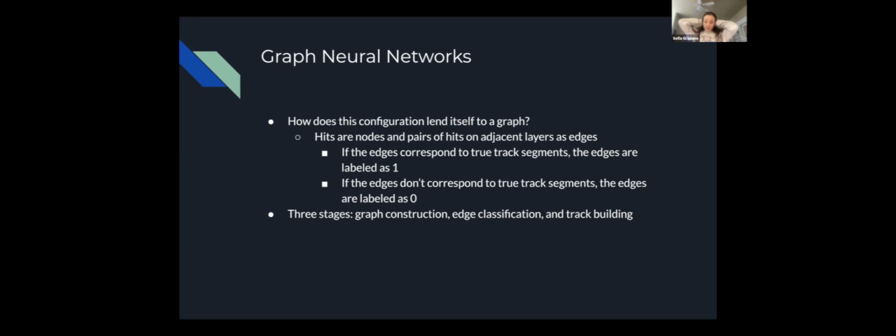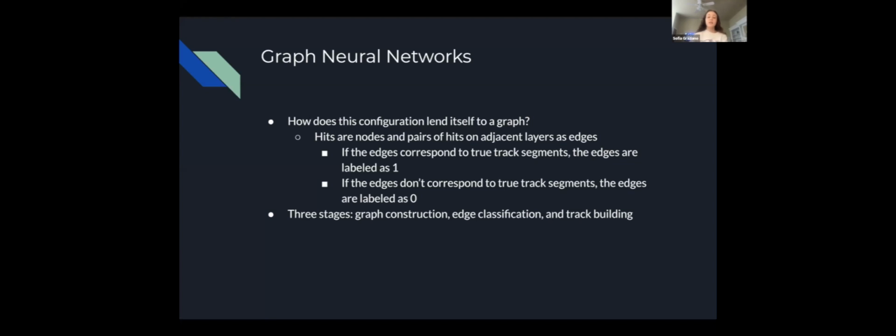And so how does this configuration lend itself to a graph? Well, the hits can be nodes and the pairs of hits on adjacent layers are edges, where if the edges correspond to the true track segments, then the edges can be labeled as 1. If the edges don't correspond to the true track segments, then the edges can be labeled as 0.